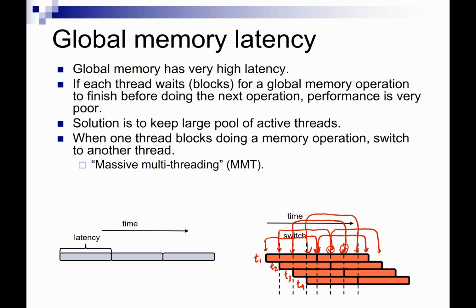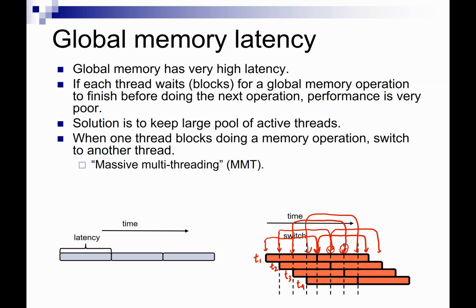So basically, the way this works is that whenever a thread does a high latency memory operation, we're not just going to wait for that thread to finish, we're going to switch the core to processing a different thread. This is why it's called massive multi-threading, because we're going to have a large number of threads that we want to switch between.